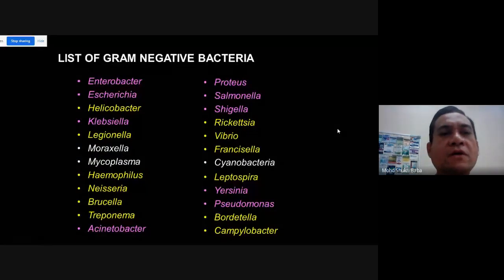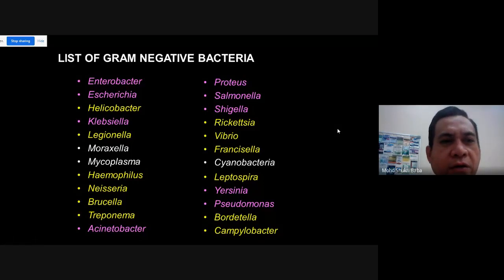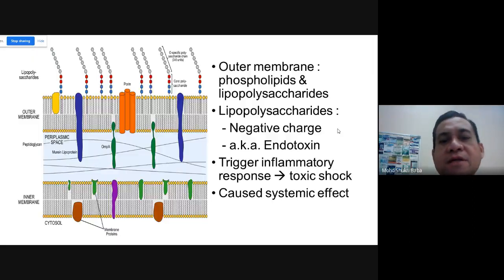If you still remember, the ones that I highlighted in pink we already learned last week: Enterobacter, Neisseria, Klebsiella, Proteus, Salmonella, Shigella, Yersinia, Pseudomonas, and Acinetobacter. Today we are going to cover the ones highlighted in yellow: Helicobacter, Legionella, Haemophilus, Neisseria, Brucella, Treponema, Rickettsia, Vibrio, Francisella, Leptospira, Bordetella, and Campylobacter. Alright, we will go through it a little.